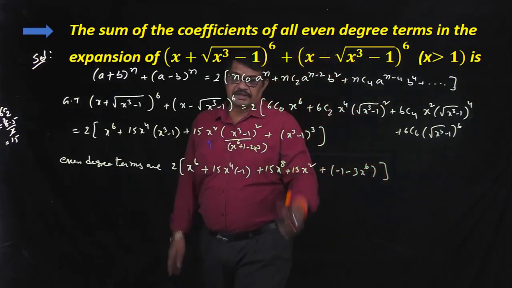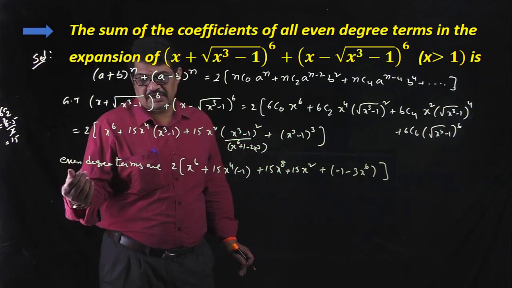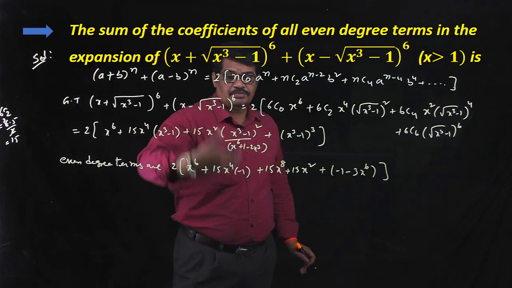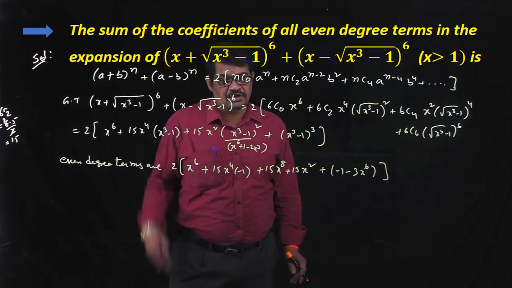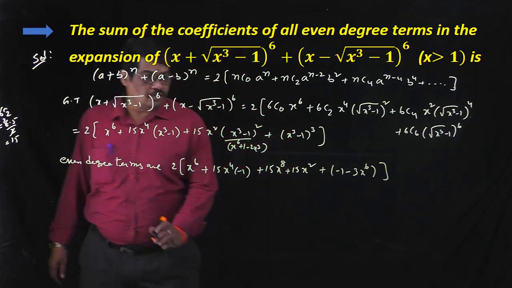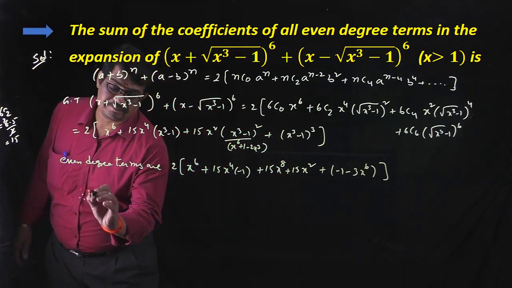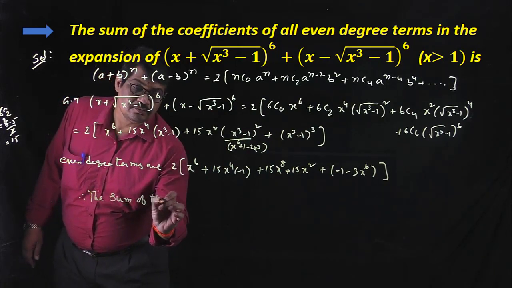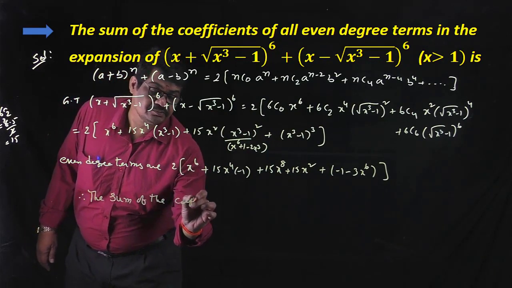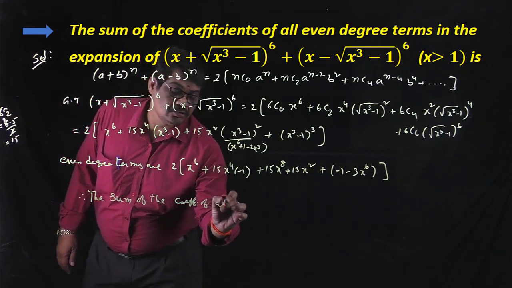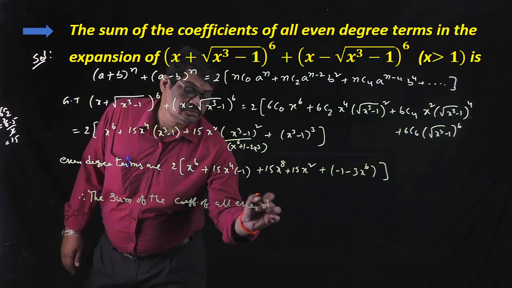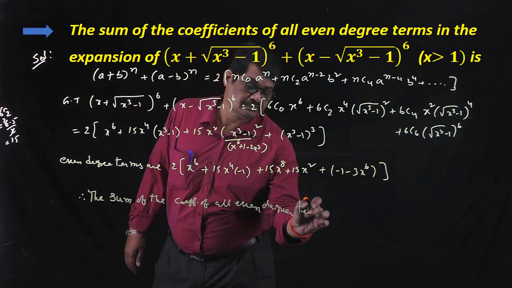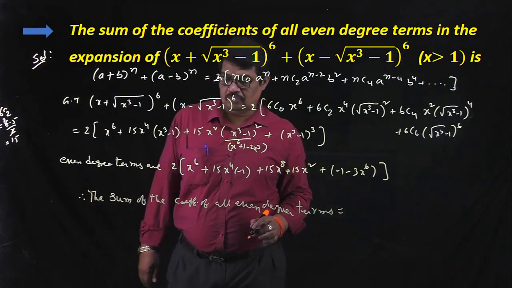We are eliminating odd powers of x. Here even degree terms in this expansion we are writing here. Now in this problem, the sum of the coefficients of all even degree terms. Now we have to write here the sum of the coefficients of all even degree terms is equal to, what are the coefficients?